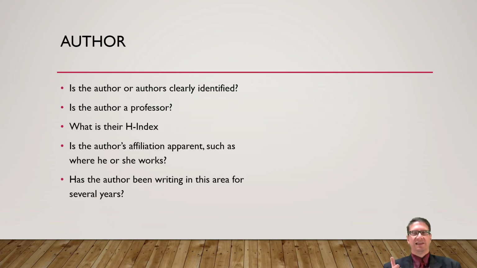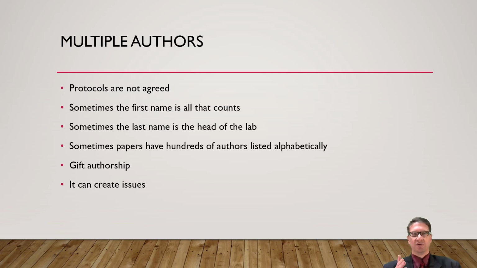So, are the authors clearly identified? If the authors aren't there, then how can you know how credible the writers were of that work? Are they a professor? What's their H index? Can you see where they work? Are they working at the top institutions in the world? How do you know where they are? Have they been writing in this area for several years, or is this their first effort? Those are questions. There are issues with multiple authors.